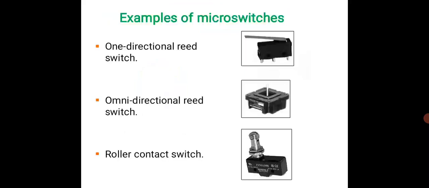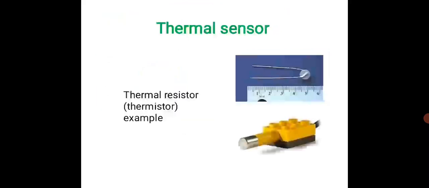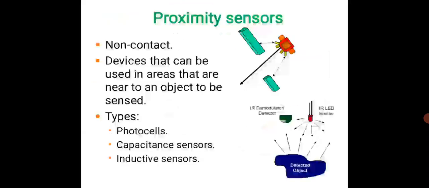These are some examples of microswitches, which can be single direction or omnidirectional, meaning they can rotate in all directions, and the roller contactor switch. And these are light sensors, which we are familiar with from our basic courses: photoresistor, photodiode, differential photodiode, phototransistor, and you can see the various types of sensors represented in this picture. And the thermal sensor, otherwise called a thermistor. We know that once the temperature varies, the resistance also varies. And this is the proximity sensor.